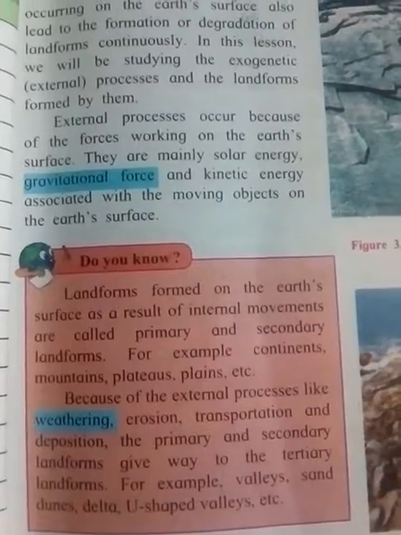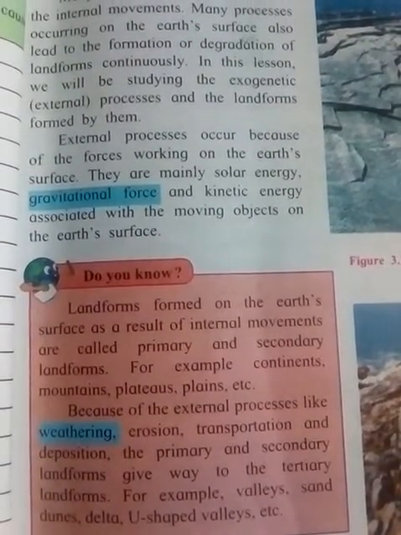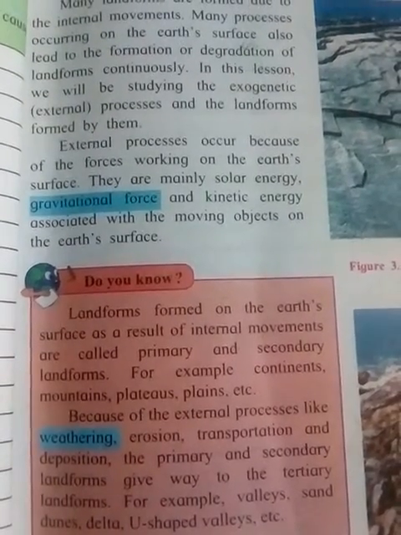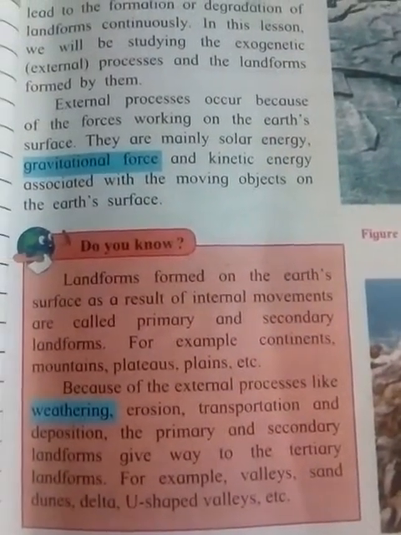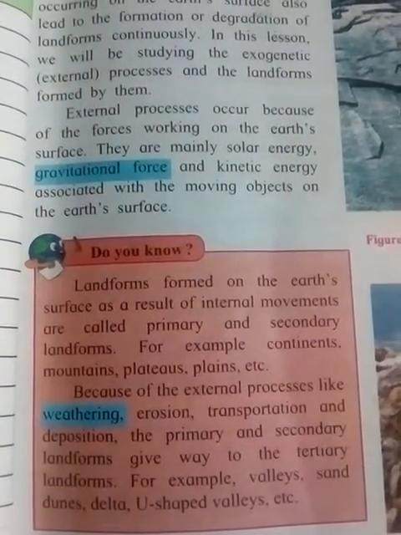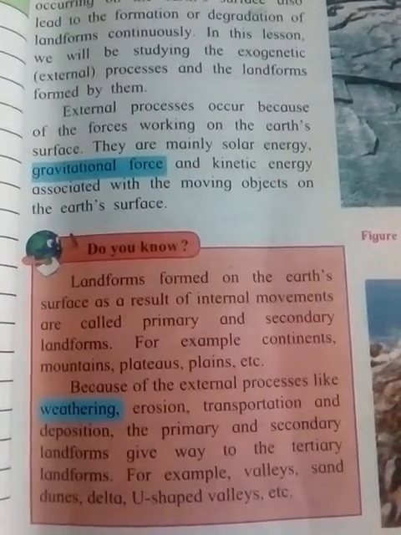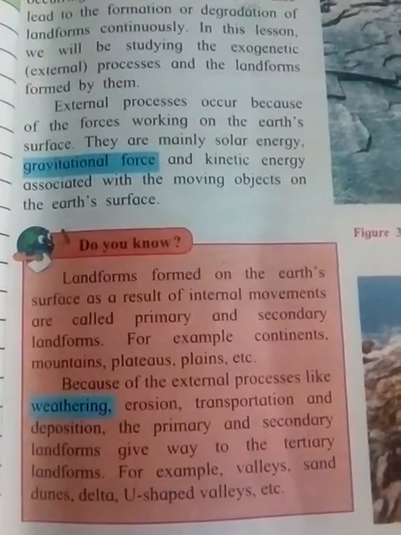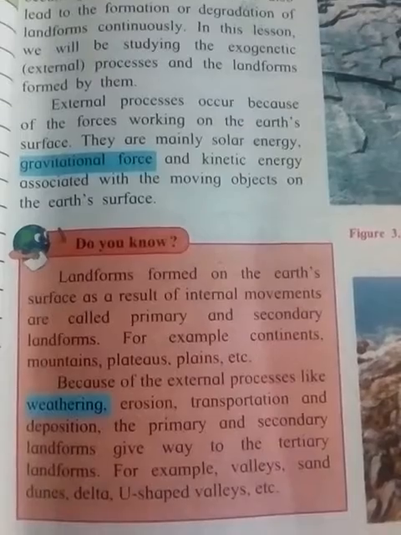Do you know, landforms formed on the Earth's surface as a result of the internal movement are called primary and secondary landforms. For example, continents, mountains, plateaus, plains, etc. Because of external processes like weathering, erosion, transportation, and deposition, the primary and secondary landforms give way to tertiary landforms. For example, valleys, sand dunes, delta, U-shaped valley, etc.